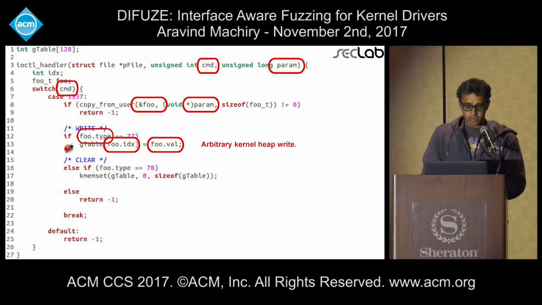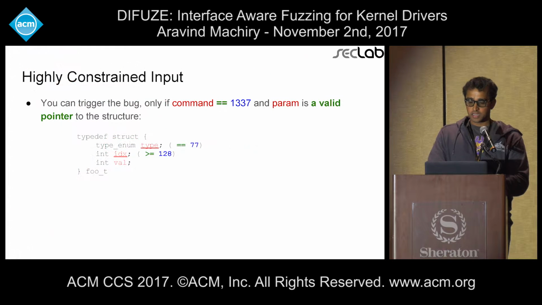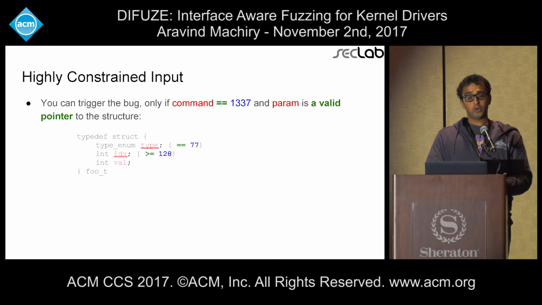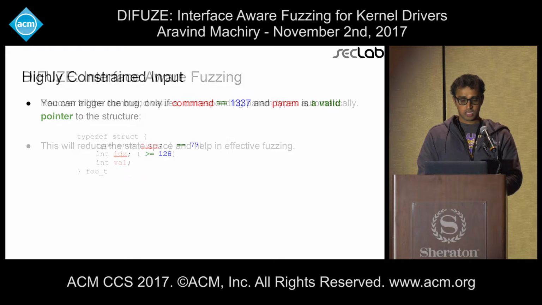What's the problem here? The problem is, of course, the arbitrary kernel heap write, but the input that it expects is highly constrained. Number one, the command value has to be equal to 1337, and the param should be a valid user pointer, and it should point to a structure where the first field should be equal to 77, and the second field should be greater than 128. Only then can you actually have a crash or an exploit for this.